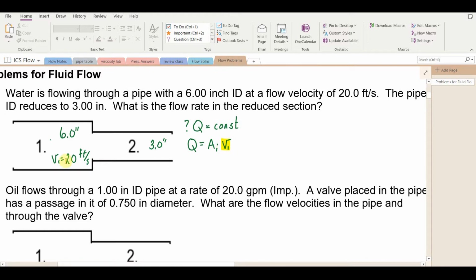So here's V1, it's given to us. And for area, we will want to calculate that. Area is pi d squared over 4. And we're given D1. So that's it. Just be careful to put your units in a consistent set of units. Looks like British units here. So the area would be square feet, and the velocity would be feet per second, and that would be cubic feet per second, which is volumetric flow rate in the British system.